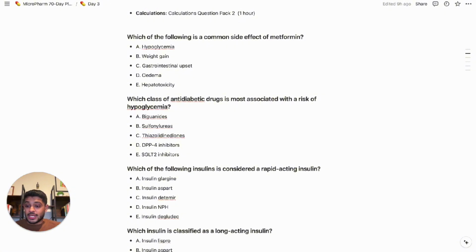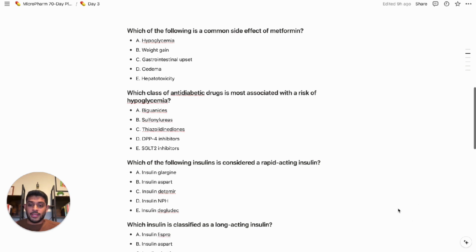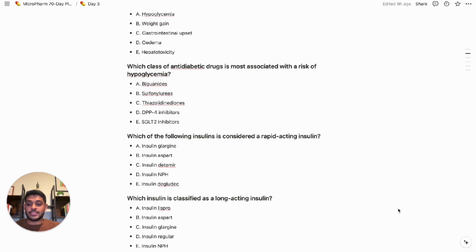Okay, so thiazolidinediones again improve insulin sensitivity. DPP4 inhibitors, I told you about DPP4 inhibitors. By inhibiting DPP4, they prevent incretin breakdown. Incretin is a hormone that increases insulin production, and therefore inadvertently they increase insulin production. SGLT2 inhibitors increase the amount of glucose that's secreted from your urine.